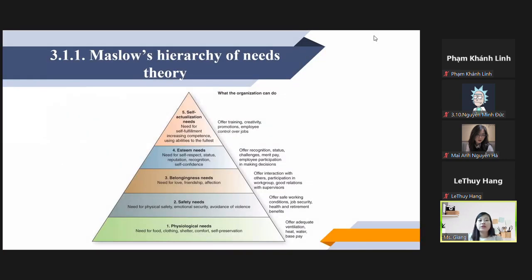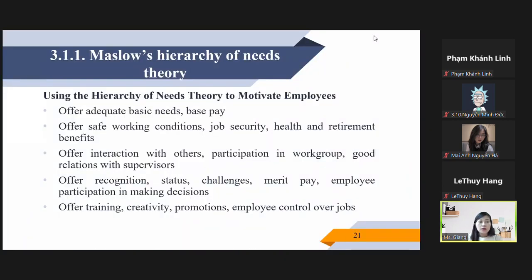So remember that you can list the 5 levels of need and you can recognize the order of different needs from the lowest one to the highest one. So what are the applications of hierarchy of needs theory? How can we use the hierarchy of needs theory in order to motivate employees?